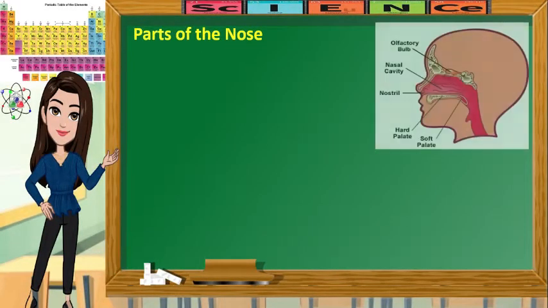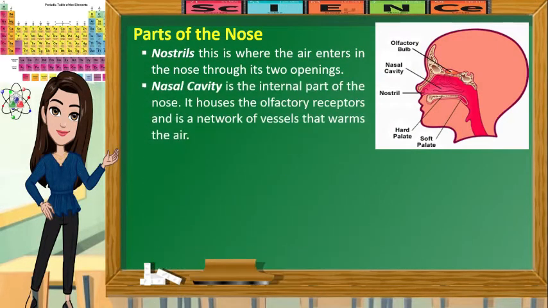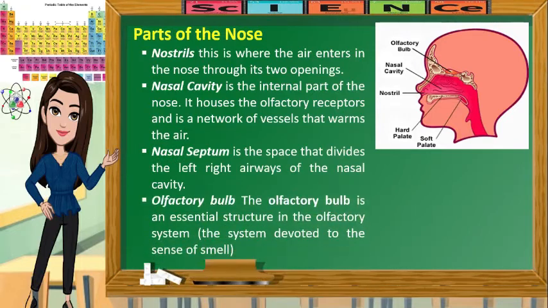Parts of the nose. The first one is the nostrils. This is where the air enters the nose through its two openings. The second one is the nasal cavity. It's the internal part of the nose. It houses the olfactory receptors and is a network of vessels that warms the air. The nasal septum is the wall that divides the left and right airways of the nasal cavity.